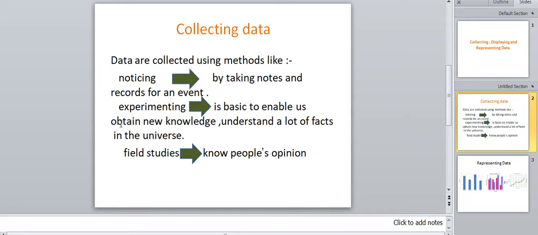Method number 2 is experimenting, which is basic to enable us to obtain new knowledge and understand a lot of facts in the universe. Like experimenting on a tree, you can make an experiment on a tree and note how long the tree is growing in a week or in a month, how much it takes and how long it will be. That's an example of experimenting.